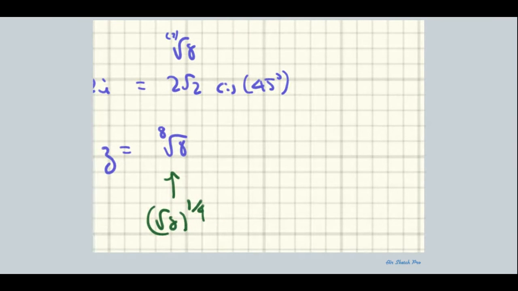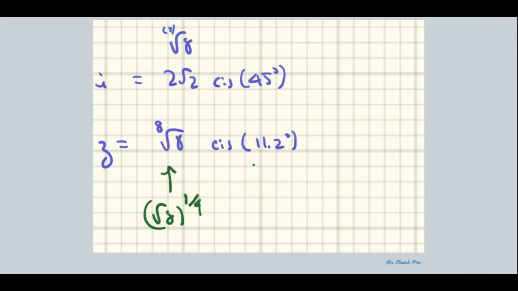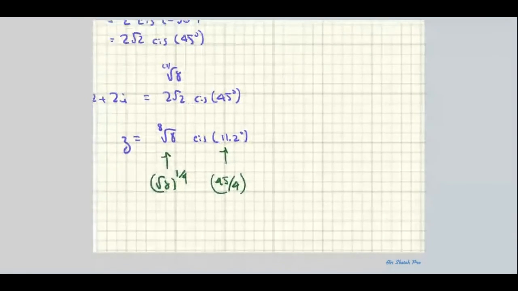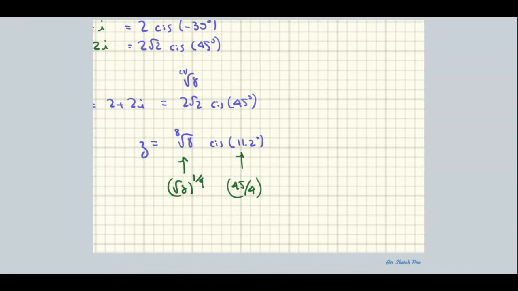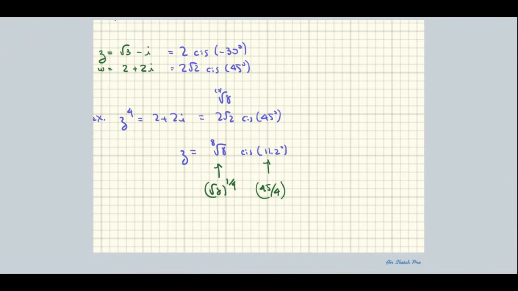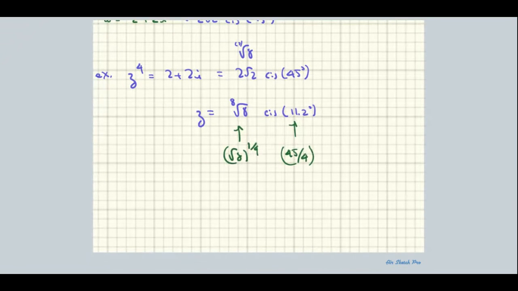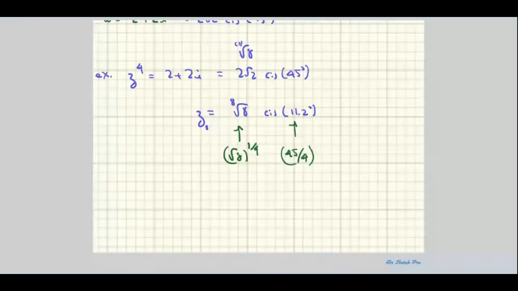And now here's the fun part, guys. What's 1/4 of 45 degrees? 11.2? Is that what you get? 1/4 of 45? Yeah? Okay. That's good. And now here, that's one of the 4th roots of W. That's one of them. You know how we find the other ones? And this is really cool. I'll call that Z1 because it's one of the 4th roots.